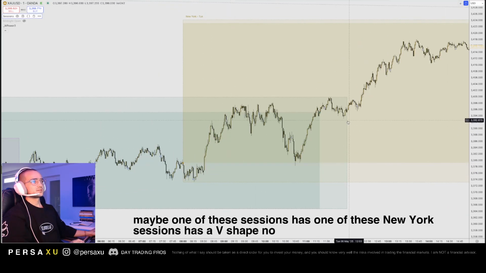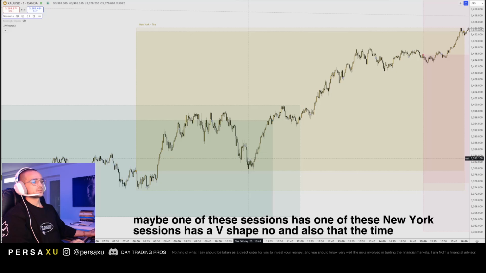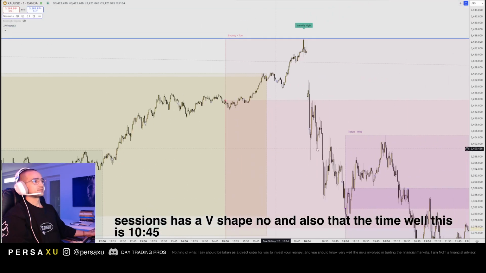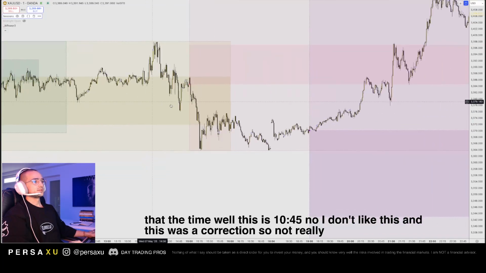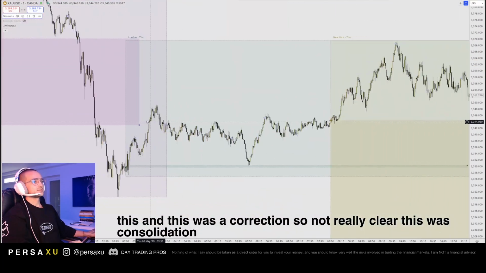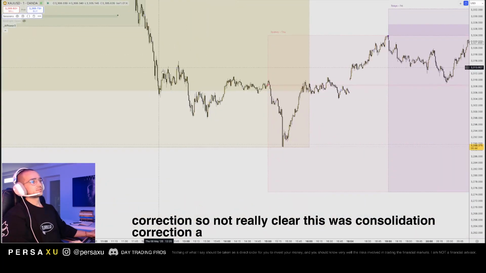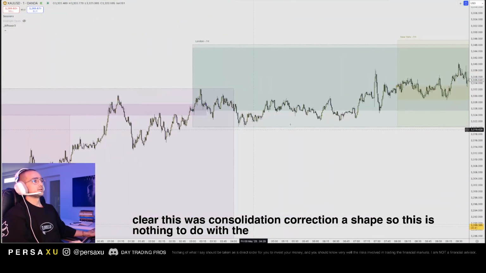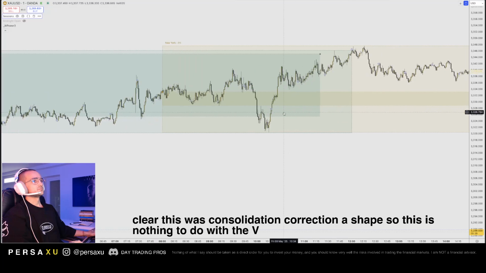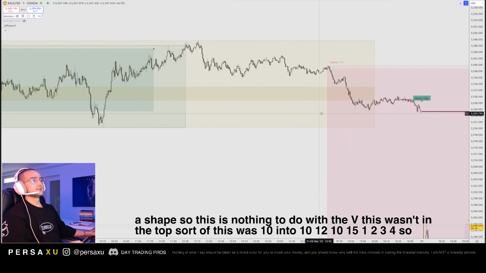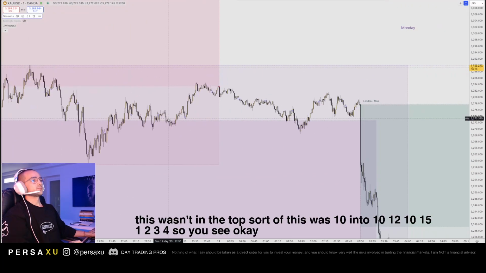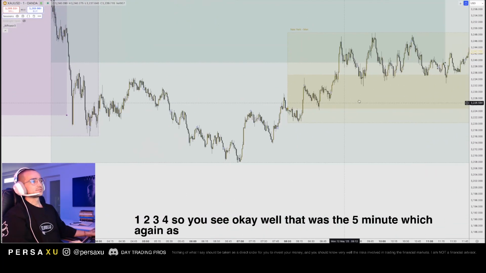No, and also the time. Well, this is 10:45. No, I don't like this. And this was a correction, so not really clear. This was consolidation, correction, A shape. So this is nothing to do with the V. This wasn't in the time. Well, sort of. This was 10 into 10, 12, 10, 15. 1, 2, 3, 4. So you see. Okay, well, that was the 5 minute, which again, as you saw, is pretty also.